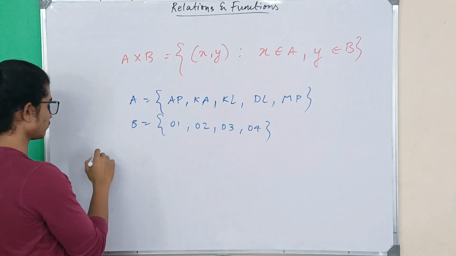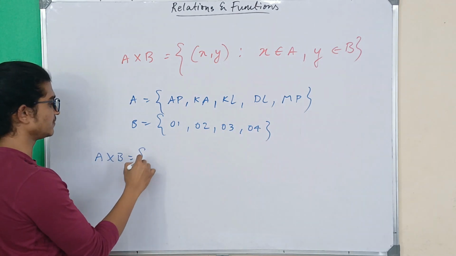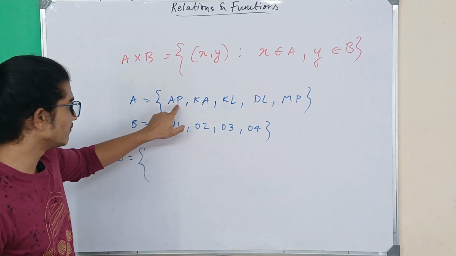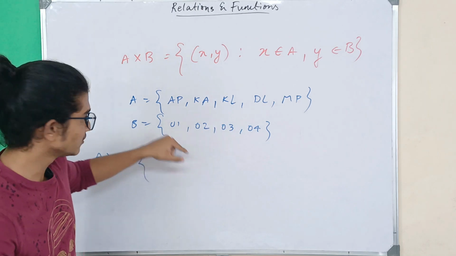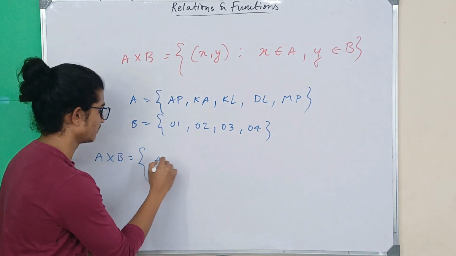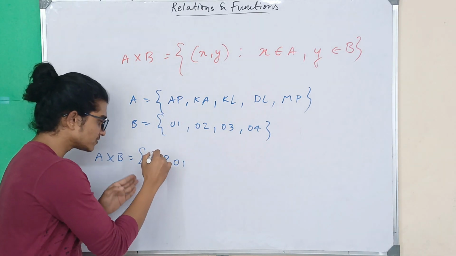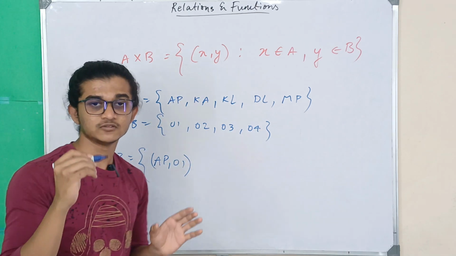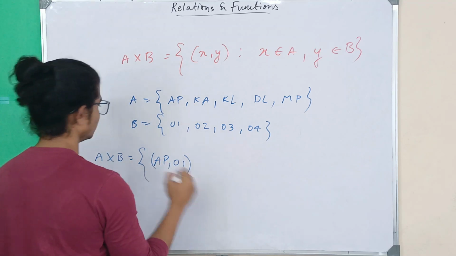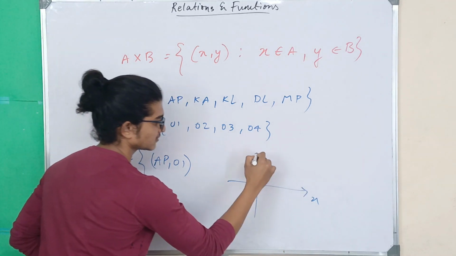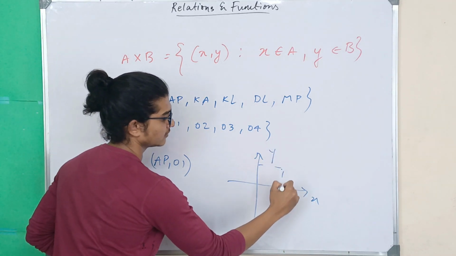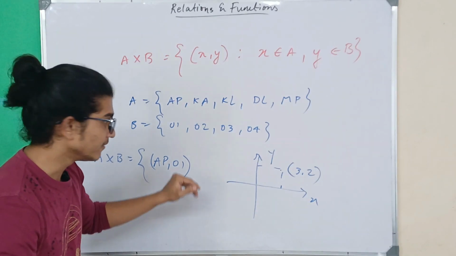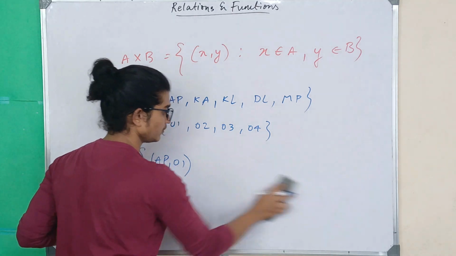Now if I say A cross B, which means I have to first take the first element from A and then pair it with everything which is there in B. So first AP comma 01, and you enclose this in brackets, just like how you frame the coordinates in a 2D plane, with the x axis and y axis, and a point like (3, 2). In the exact same way you write the ordered pair, and while doing the ordered pair you go to the first set.